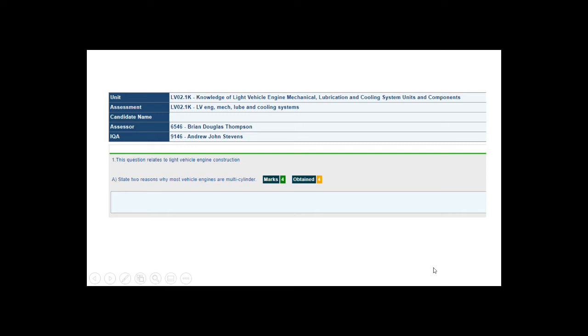So to be able to answer this question, it's important that we understand inertia force. Inertia force is a force acting on objects which gives them a tendency to retain their present state of motion. So if they're moving, they want to keep moving. If they're stationary, they want to stay stationary.